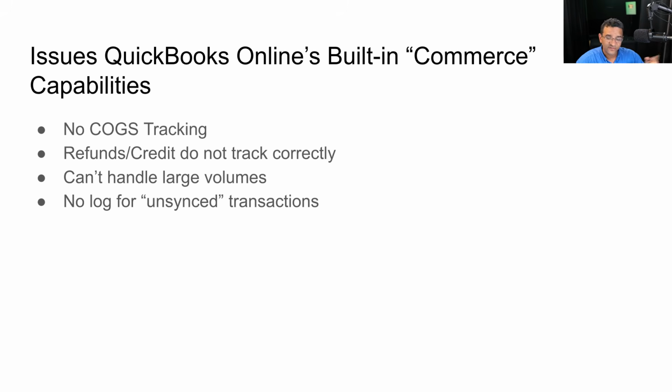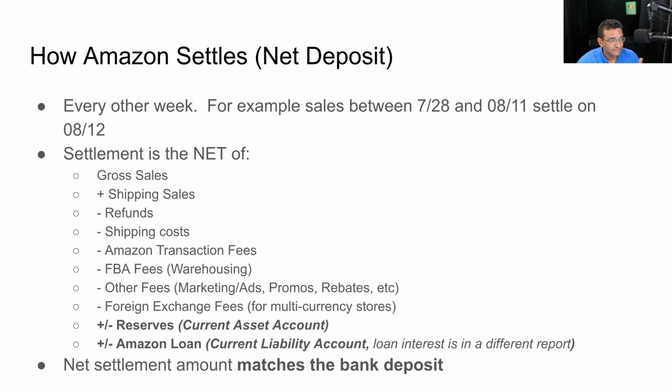And the kicker here is the first bullet point you see: there's no cost of goods sold tracking. Even if you have inventory items inside QuickBooks, the built-in e-commerce solution will not post to the specific inventory items. It always posts to generic non-inventory items. That could be a good thing, that could be a bad thing. I just want to let you know up front that I don't want to waste your time with the built-in e-commerce options, because they're just not functional. They're not useful.